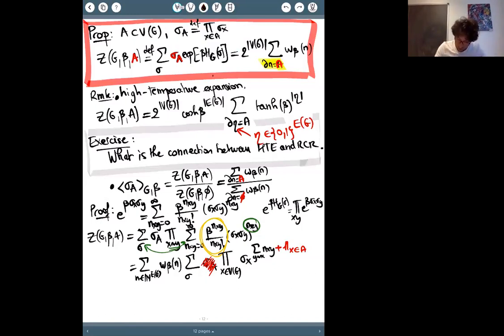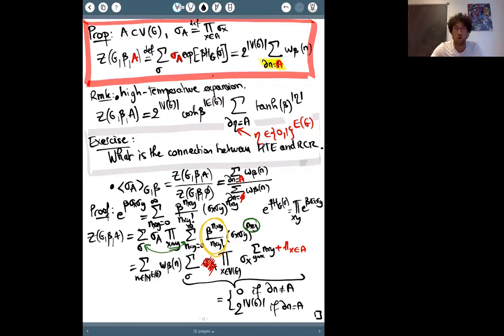But notice now that the only thing I need to prove to conclude is that this is equal to zero if the sources is not equal to A, and it's equal to 2 to the |V(G)| if the sources is equal to A. That would conclude the proof if I can do that, right? Because I will end up exactly with the formula here. So why is it so? Why is this thing equal to zero if the source is not A, and why is it 2 to the number of vertices if it is A? Notice that I'm working at fixed n now, right?